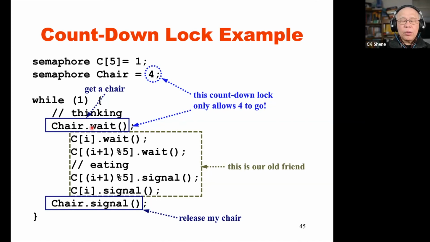So this solution is interesting because it is symmetric. We need only one piece of code to finish the work. But we have an added cost. That is, we need one more semaphore, a counting down lock semaphore. So I hope you understand this solution, which is intuitive and simple to understand. The only thing you need to think over is the chair semaphore.